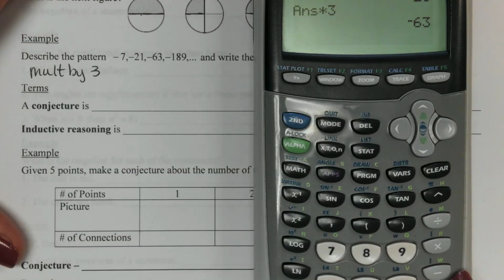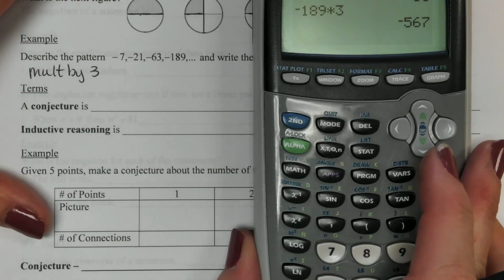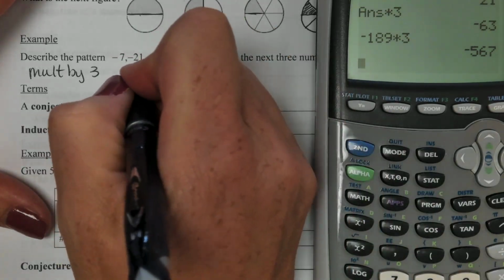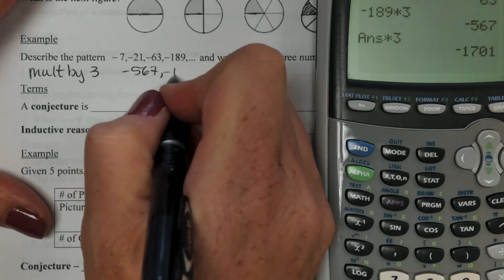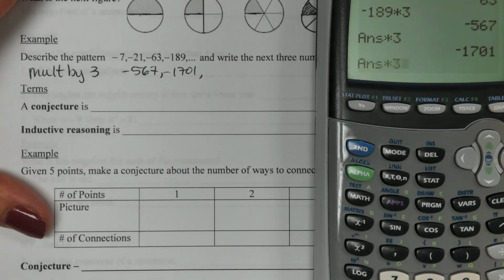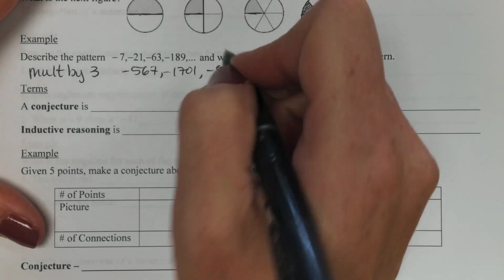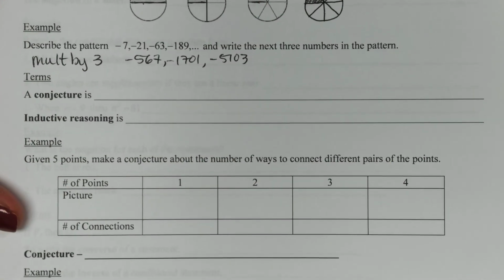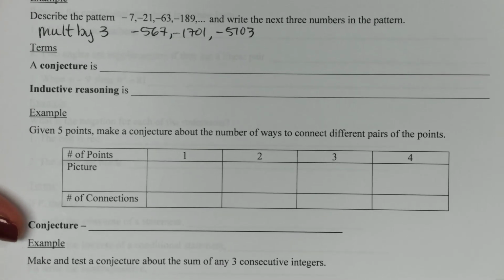And then the next three numbers would be negative 189 times 3, negative 567, and then times 3 again, and times 3 again. So negative 5103. So just practicing a couple of different patterns, both shapes and then numbers, trying to figure out what comes next.